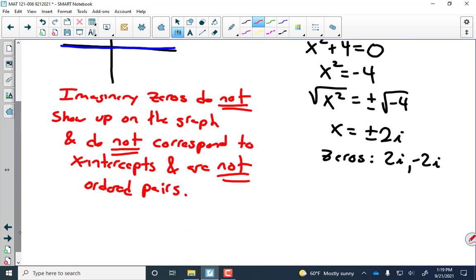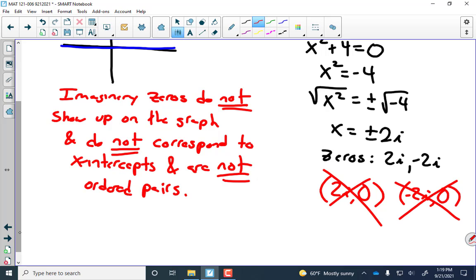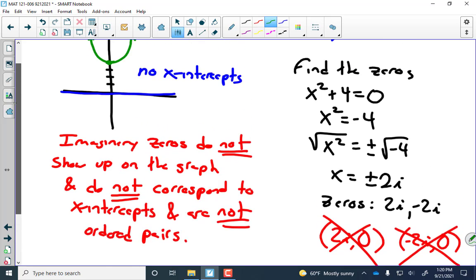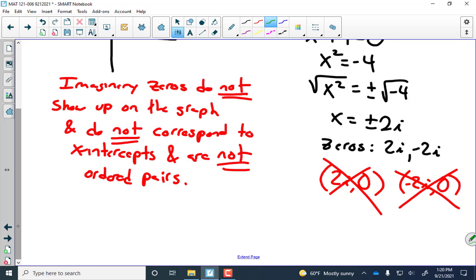So if someone wrote this, no. Yes, they plug into the function to give you 0, but we do not express that as an ordered pair. You could write this. This is fine. What was my function? G of x? Yeah, you could write this. That's okay, but don't write it as an ordered pair.